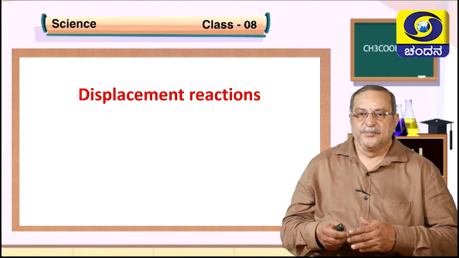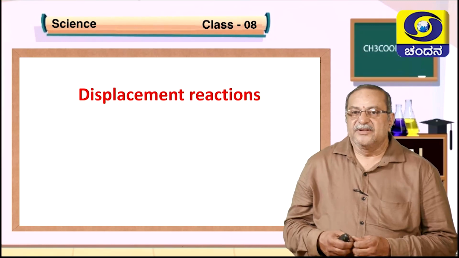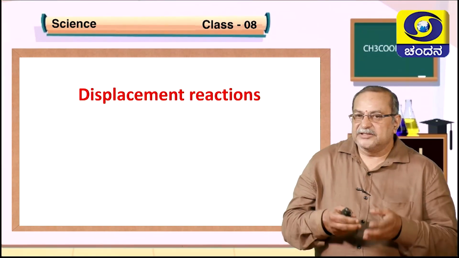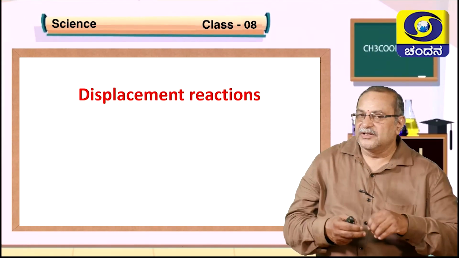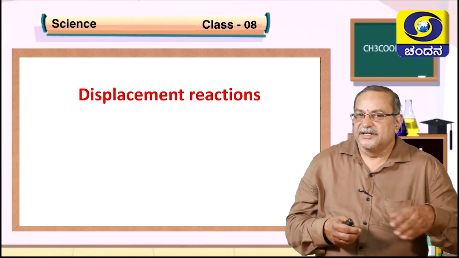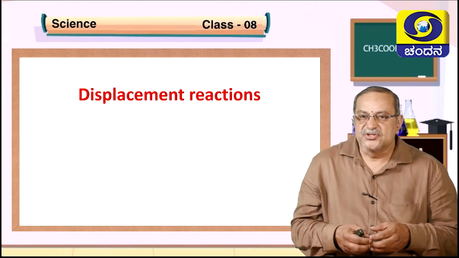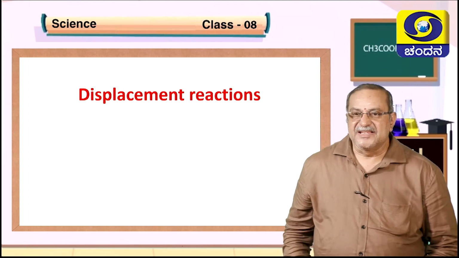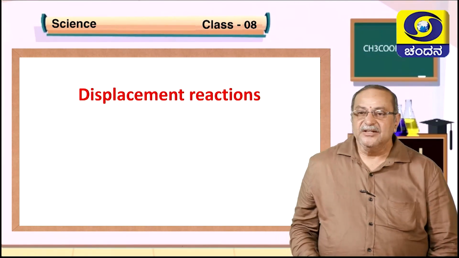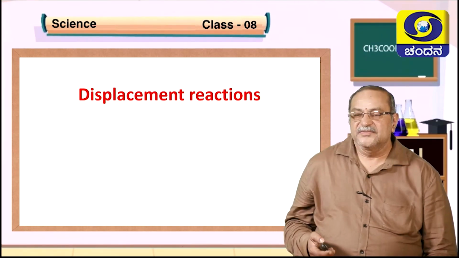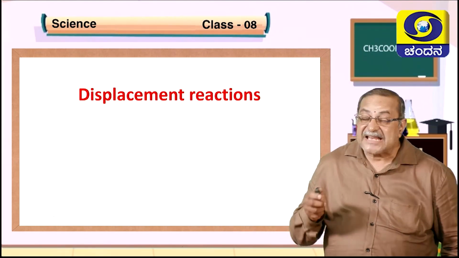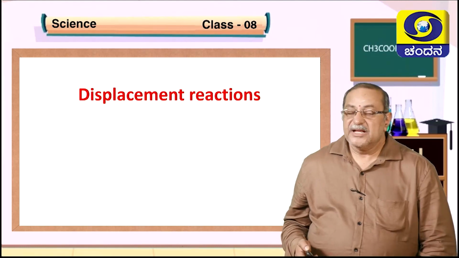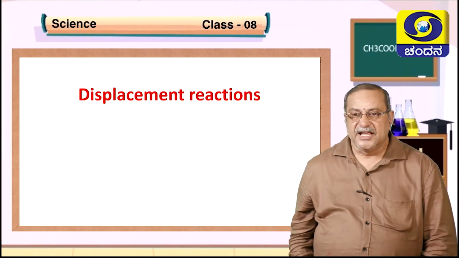For example, one close friend will come with you. What will you do? The other person, who is a less close friend, you will displace. That means you will send them out and the close friend you are going to join. Isn't it? So this is also a type of displacement. Like that here, stronger or active metals displace less active metal from the compound itself. So let us see the experiment, children.